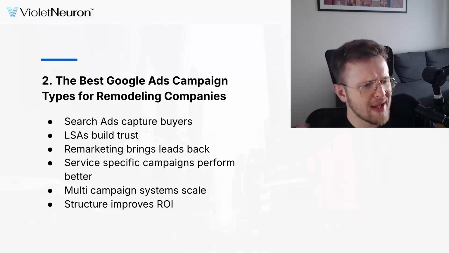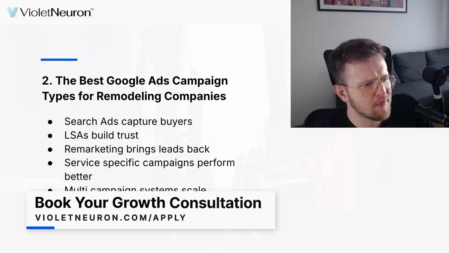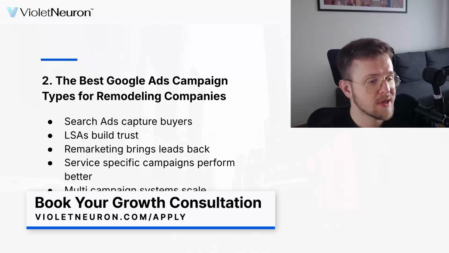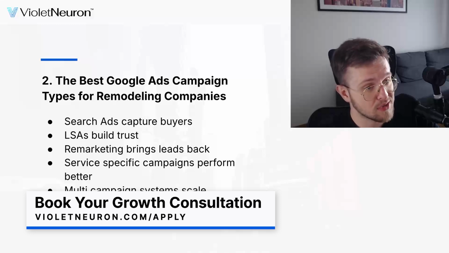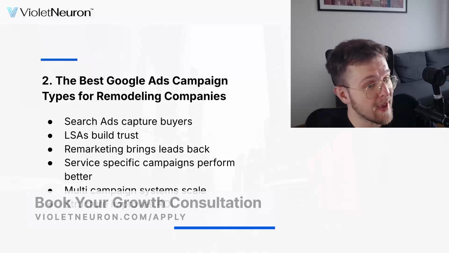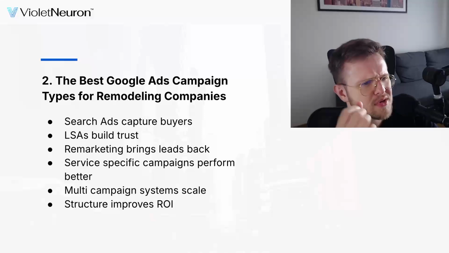Not every Google Ads campaign works the same way, and the most successful remodeling companies usually combine multiple campaign types together. The first and most important campaign type, of course, is Google Search Ads. These ads target homeowners actively searching for remodeling services in your specific local area. And that buying intent is extremely valuable because the user is already looking for a contractor.